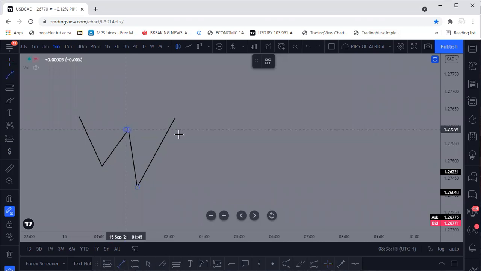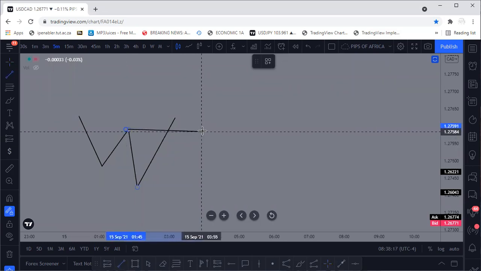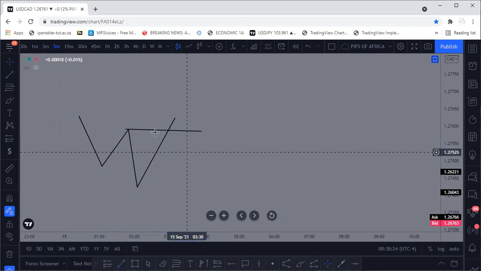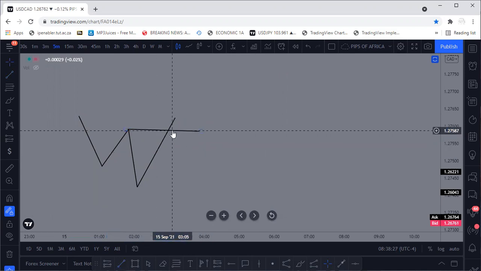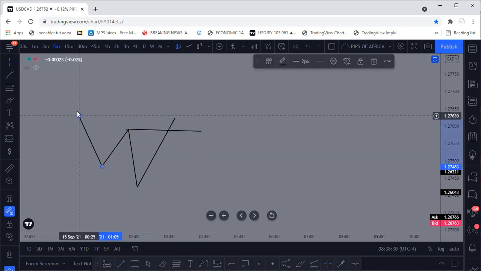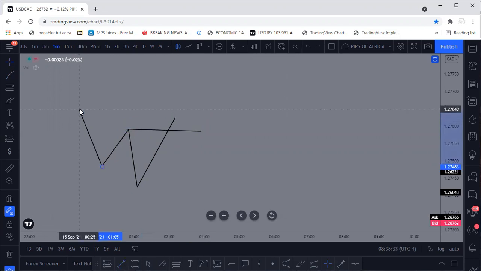Just want to show you something that is very important here. If you check here, you can see that there's a break of market structure. The structure was going to the downside. I want you to know these things.